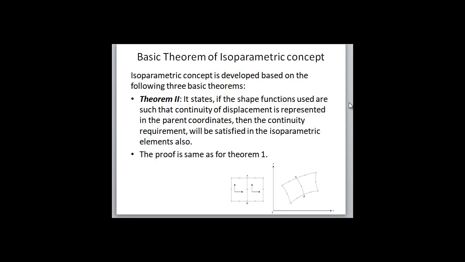And the same continuity will be followed in the isoparametric element as well. Theorem 2 states that if the shape functions are used such that the continuity of the displacement is represented in the parent coordinates, then the continuity requirement will be satisfied in the isoparametric elements also. So the continuity that is developed and maintained in the parent element will also be maintained in the isoparametric element.